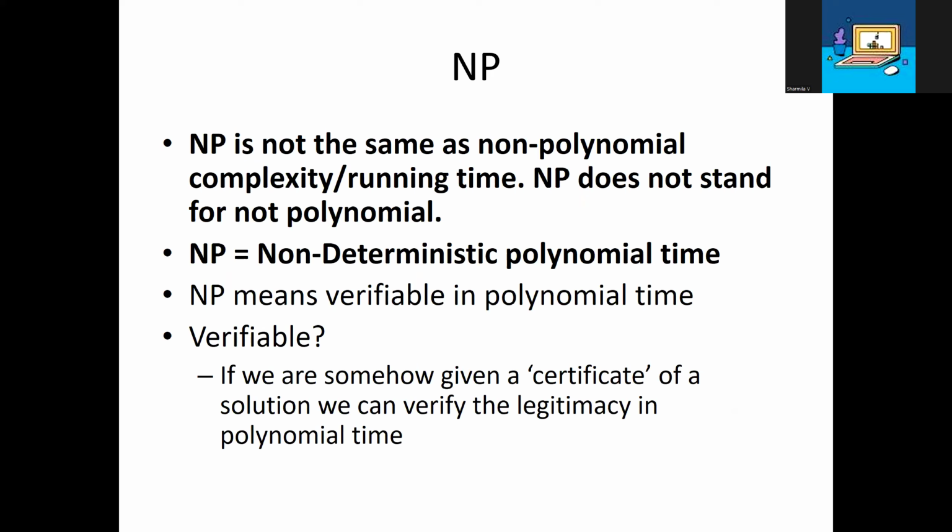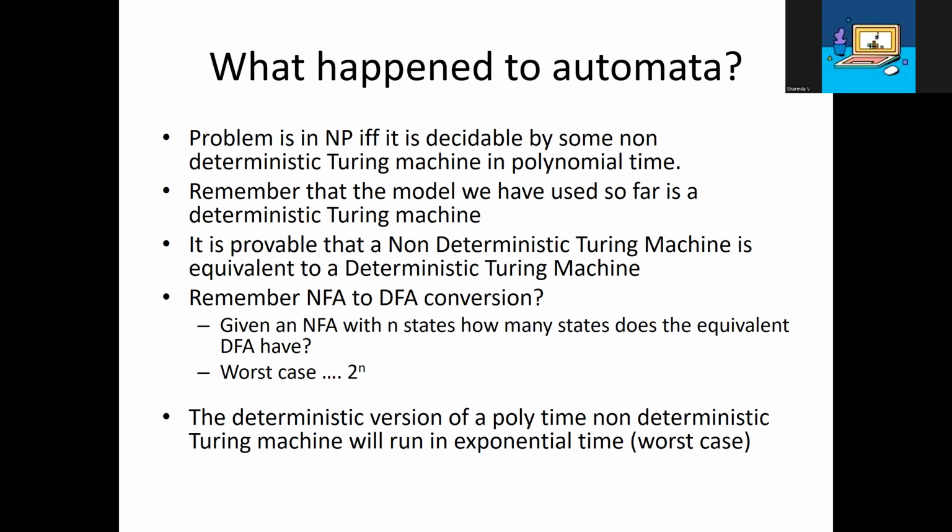Verifiable means that if we are somehow given a certificate for the solution, it can be verified in polynomial time. So what happens in automata? A problem in NP is decidable by some non-deterministic Turing machine in polynomial time. Remember that the model we have used is the deterministic Turing machine. Remember the conversion from NFA to DFA: given an NFA with n states, how many states does the equivalent DFA have? Worst case is 2^n. So the deterministic version of polynomial-time non-deterministic computation takes exponential time in the worst case.